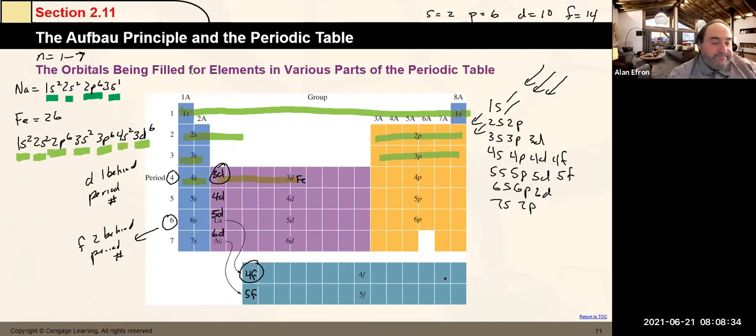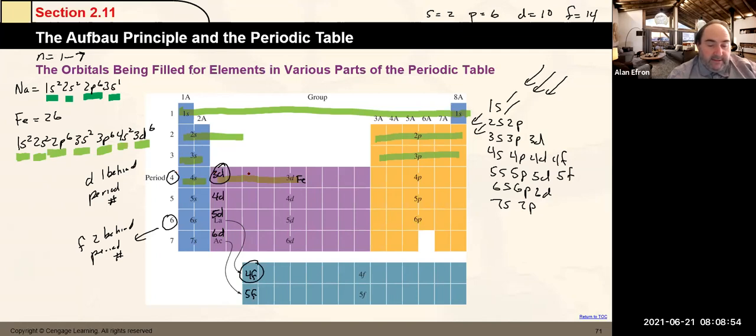And remember, though, that we can use the period number as the N number, if you will. So up here would be 1s1, that's what hydrogen would be, if you go all the way across, 1s2, and then come down here 2s2 and so forth.